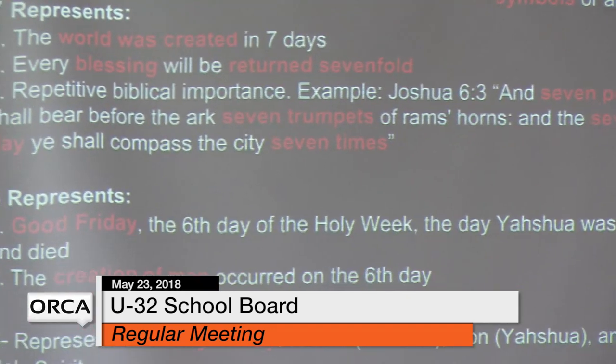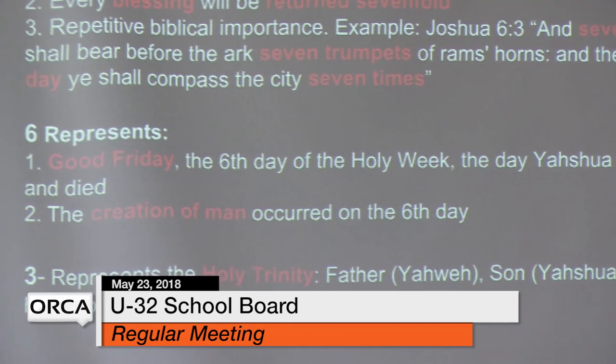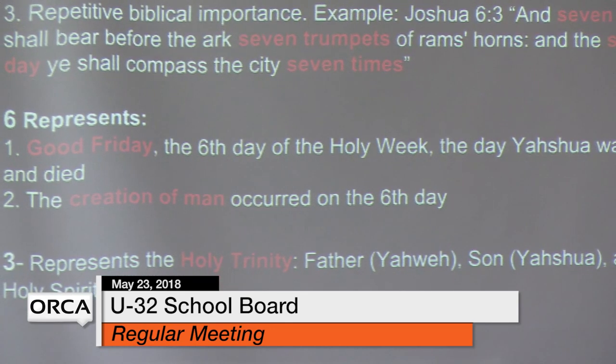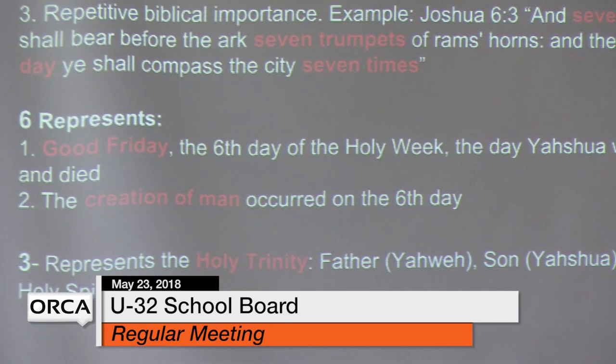And the number 6 is Good Friday, which is the 6th day of the Holy Week, the week leading up to Easter and the day Yeshua was crucified and died.